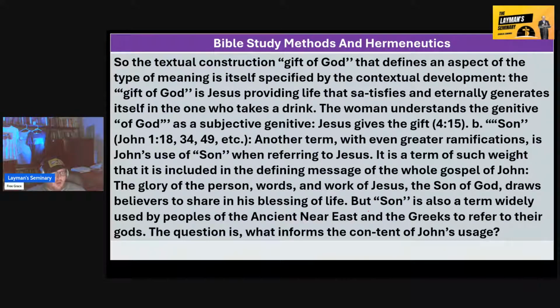So the textual construction gift of God that defines an aspect of the type of meaning is itself specified by the contextual development. The gift of God is Jesus providing life that satisfies and eternally generates itself in the one who takes a drink. The woman understands the genitive of God as a subjective genitive. Jesus gives the gift. Okay, so that's the gift.